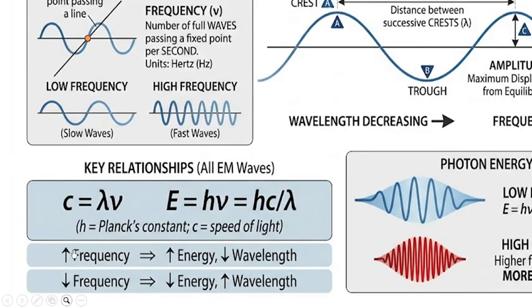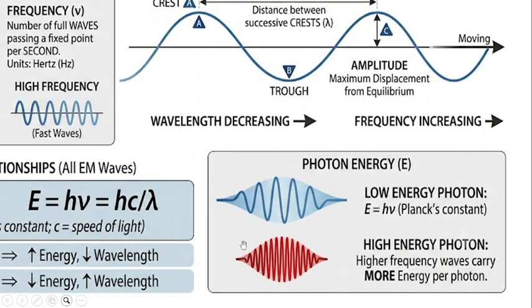So as frequency increases, the energy increases and wavelength decreases. And as frequency decreases, the energy also decreases, and the wavelength is higher. So again, the high frequency wave has high energy, and the low frequency and high wavelength wave, or electromagnetic radiation, is ultimately the low energy wave or electromagnetic radiation.